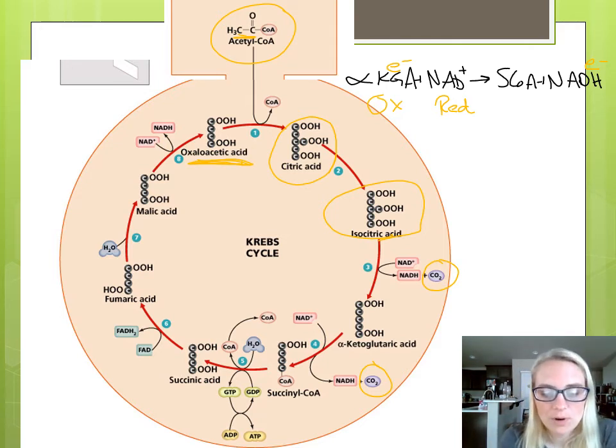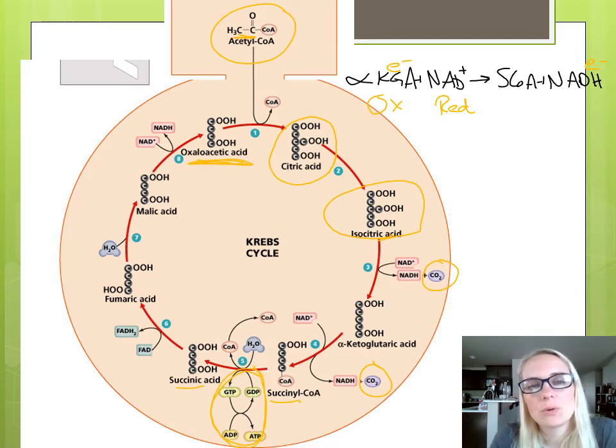Okay, so now we've produced our succinyl-CoA. We have another kind of weird reaction happening here. I really shouldn't call it weird, but it is kind of weird. From succinyl-CoA to succinic acid, we have a little energy producing step right here, but it's not a direct production of ATP. We have to go through an intermediate, GTP, first.